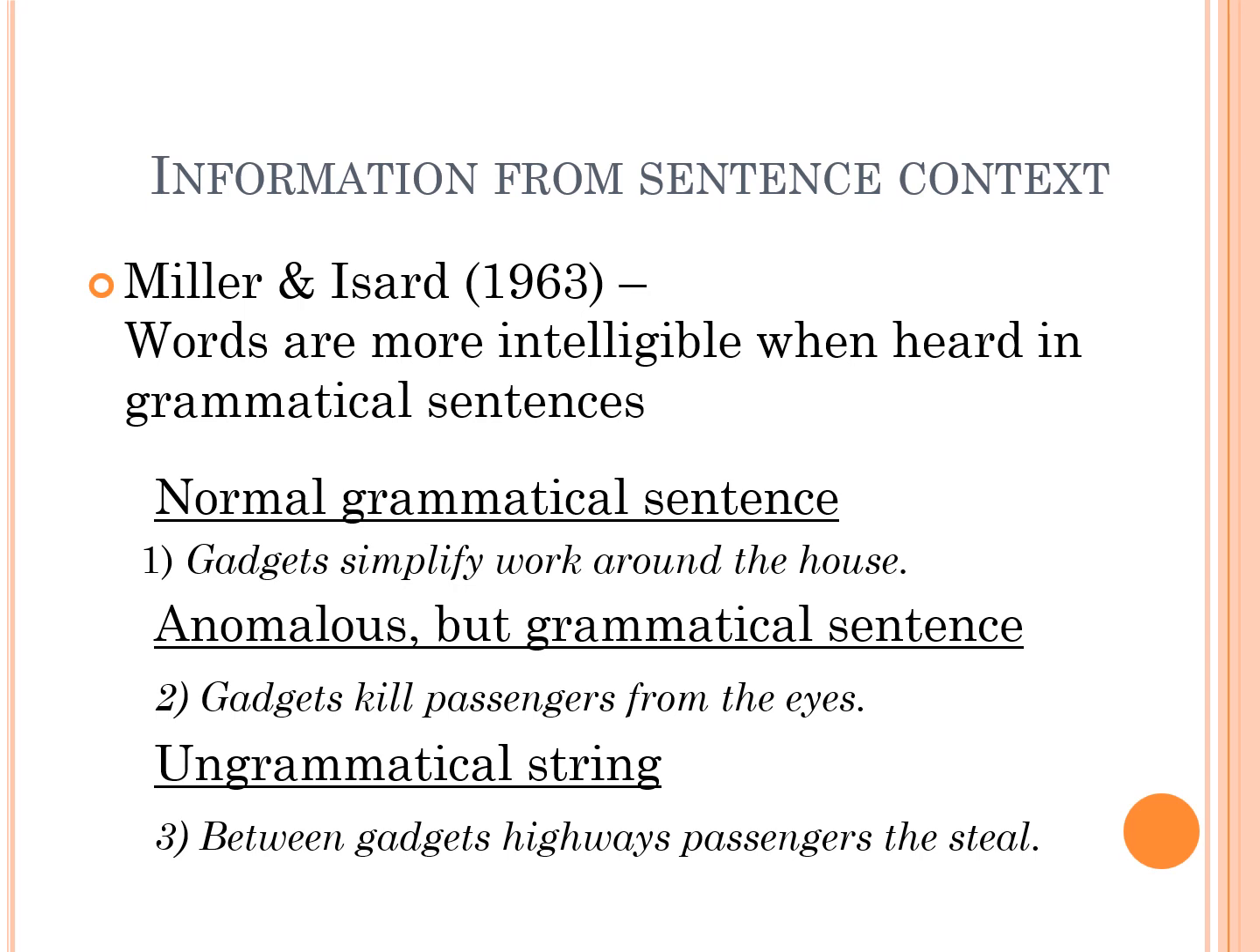Hearing anomalous, so semantically anomalous means that it doesn't make semantic sense but is still grammatical, like "gadgets kill passengers from the eyes." That doesn't make any sense, but the grammar or structure of the language is still maintained. And then they could also hear ungrammatical strings that would of course be semantically anomalous as well. So this example, between gadgets, highways, passengers, the steal, which I love talking gibberish, and I get to do it one more time as we are going to talk about language for a little while.